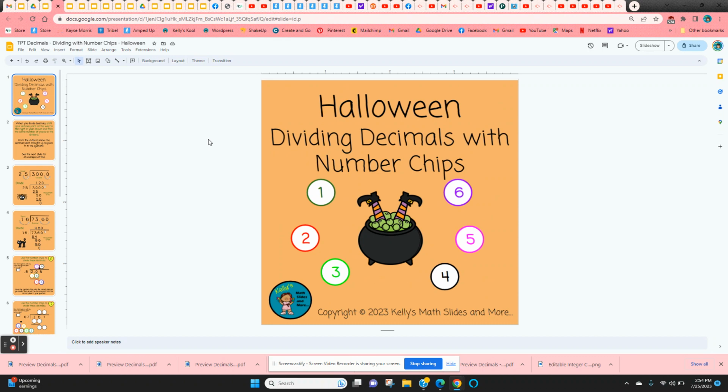So that is a digital lesson on dividing decimals with number chips, the Halloween version.